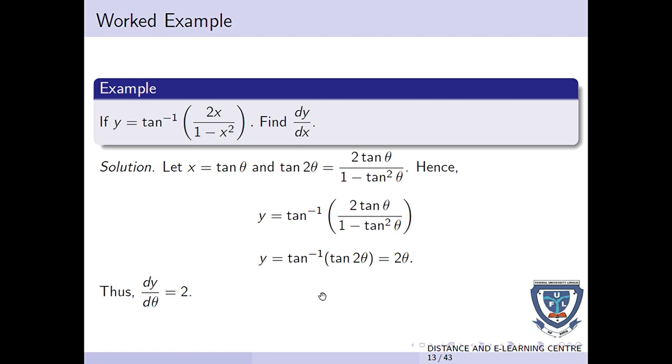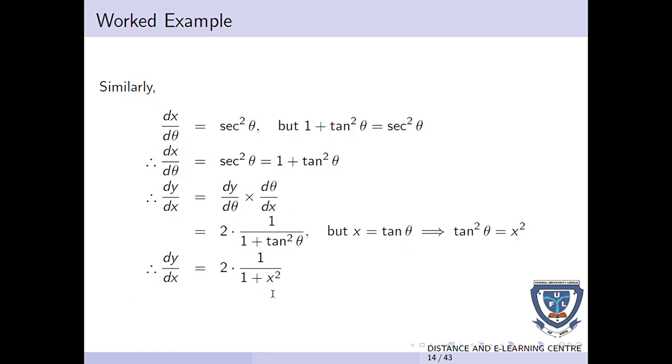So by the time you open up y, you would have now that y is equal to 2 theta, and dy/d theta will give us 2. Similarly, dx/d theta, because you remember we have x equal to tan theta, so dx/d theta will give us secant squared theta. But secant squared theta is the same thing as 1 plus tan squared theta. You replace it, and when you take their product, you are now going to have that 2 times 1 over 1 plus tan squared theta.